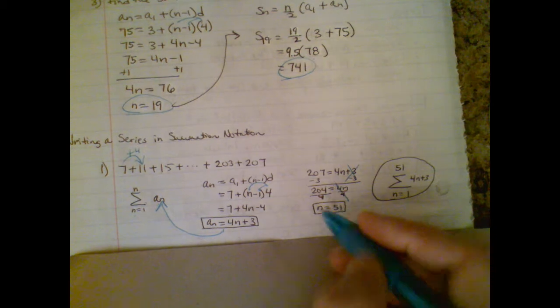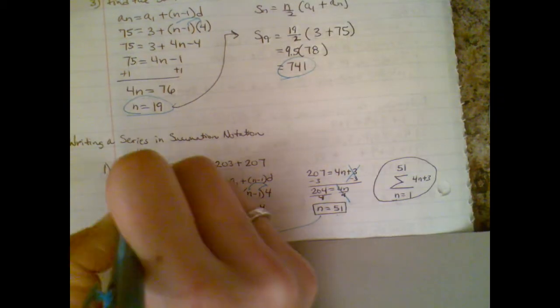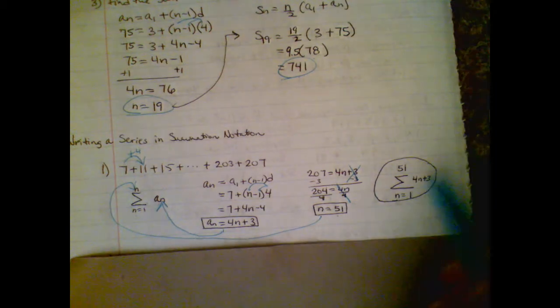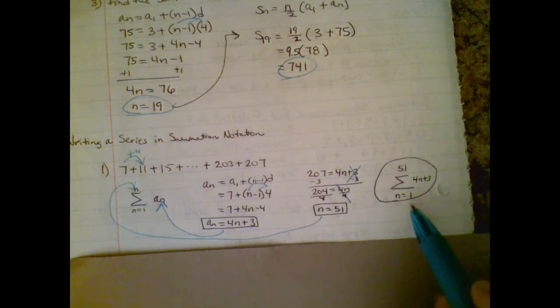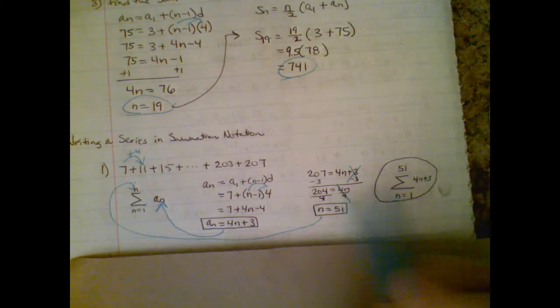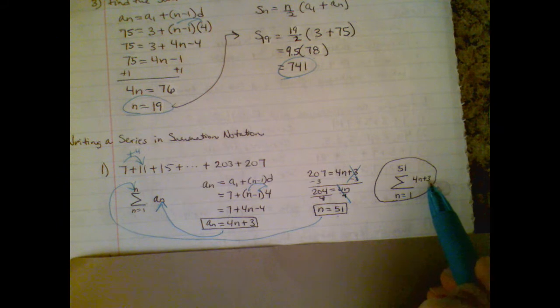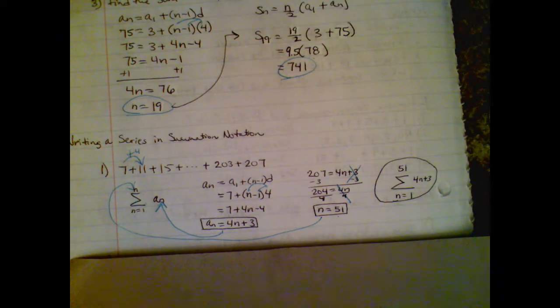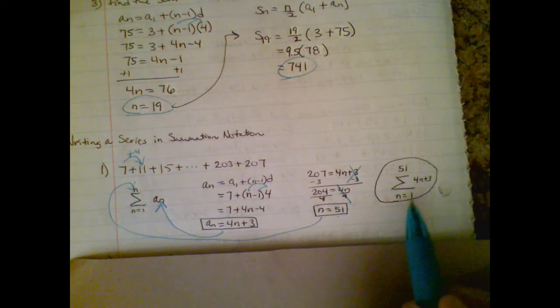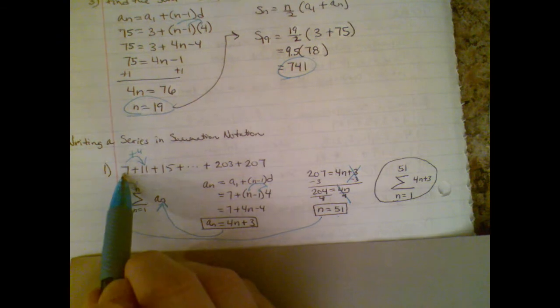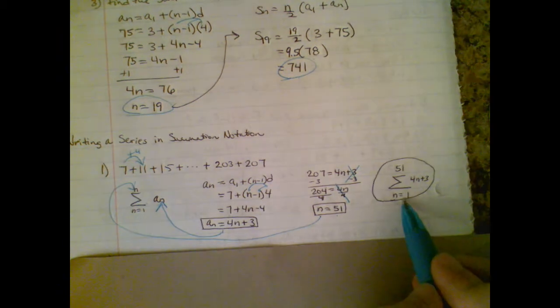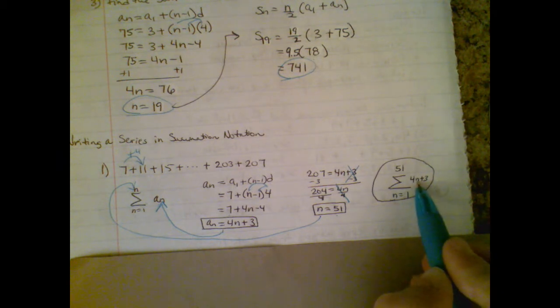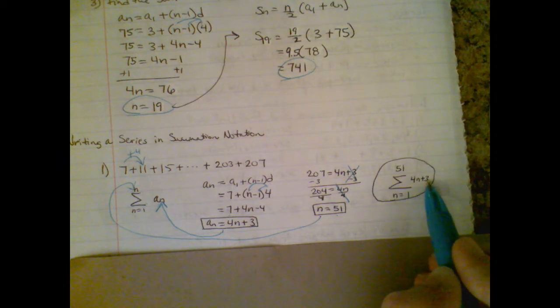So we're then going to plug that up here on top. So then that's going to be our final answer, and it's going to be formatted like this. n equals 1. This 4n plus 3 goes over here to the right, and 51 goes on top. What summation notation is helpful for is that if we want to find the first term of our series, we can plug in this bottom number. So if we plug in this bottom number 1, 4 times 1 is 4 plus 3 is 7. Notice that's our first term.